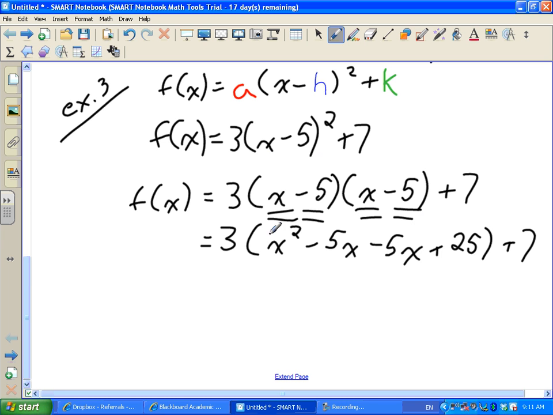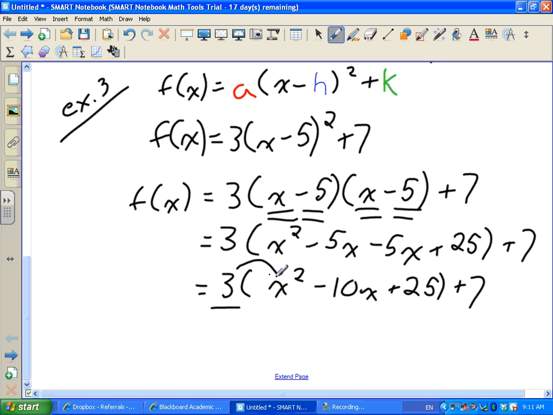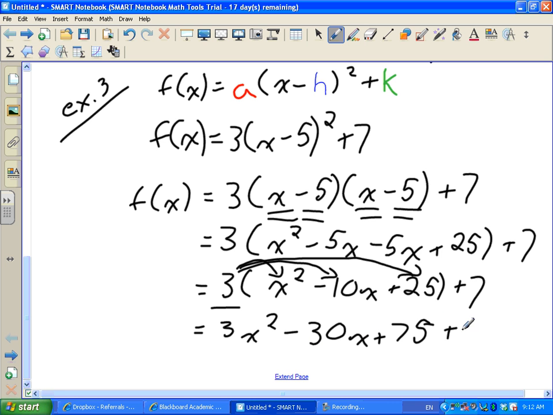I'm going to simplify this bracket now. Once again, we repeat BEDMAS. So I go back inside these brackets. Negative 5x minus 5x is negative 10x plus 25 plus 7. Next, I deal with our multiplication. I need to distribute this 3 to each number inside of the brackets. 3x squared minus 30x plus 75 plus 7.